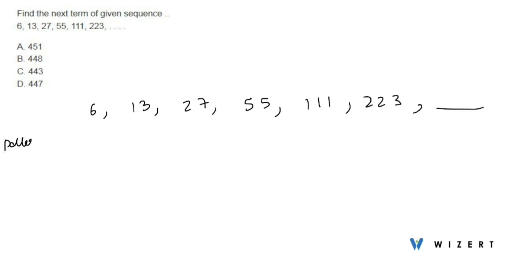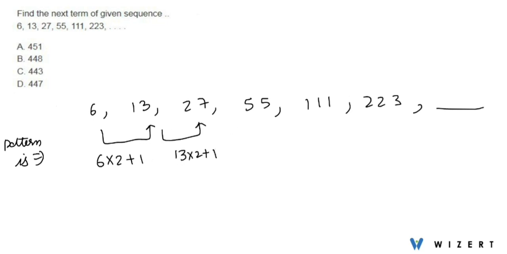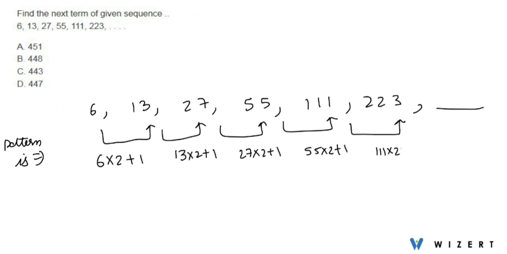So here we can observe the pattern. When 6 goes to 13, it can be written as 6 multiplied by 2 plus 1, because 6 multiplied by 2 is 12, plus 1 is 13. Similarly, 13 multiplied by 2 plus 1 will give 27, and 27 multiplied by 2 plus 1 will give 55, and 55 multiplied by 2 plus 1 will give 111. Similarly, 111 multiplied by 2 plus 1 will give 223.